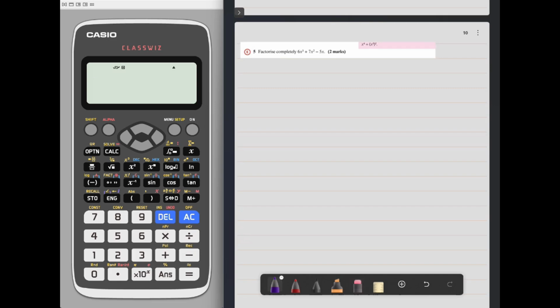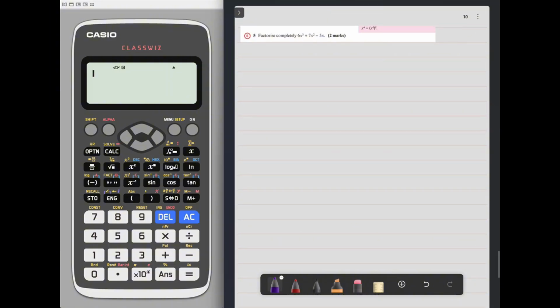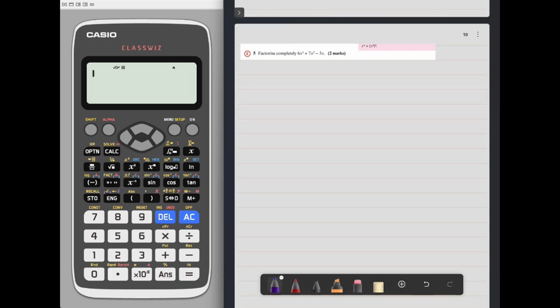So question 5 of exercise 1C. Factorize completely 6x cubed plus 7x squared minus 5x. So, guys, here 6x cubed plus 7x squared minus 5x. What is your common factor? Do you have any common factor here? You do. What is the common factor? x. So you take the x out of the brackets: 6x squared plus 7x minus 5.